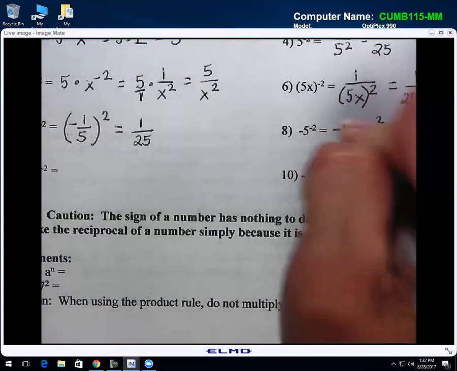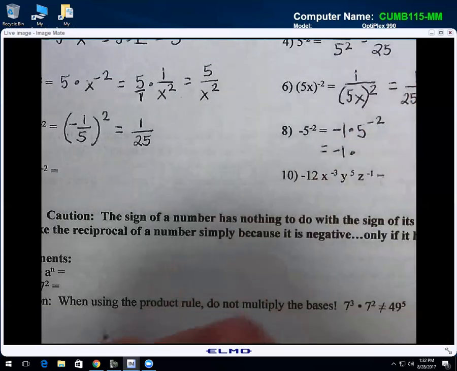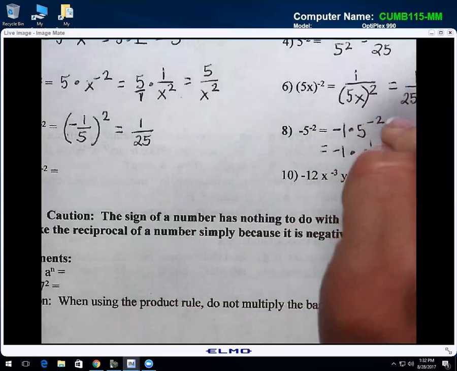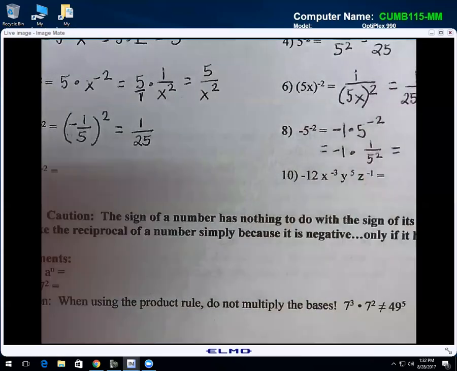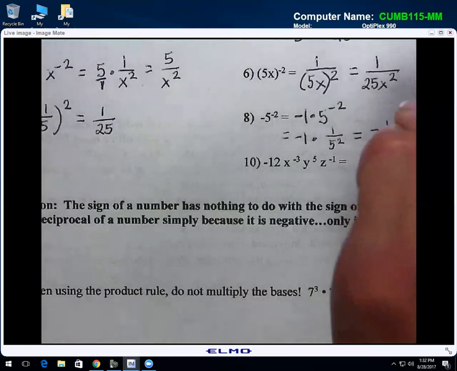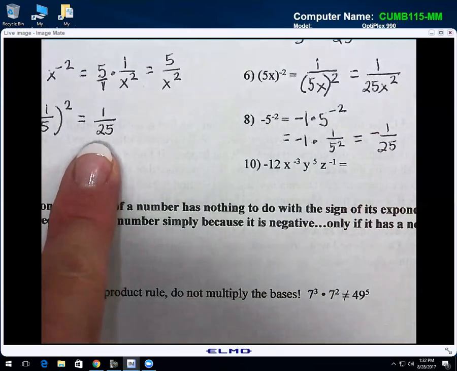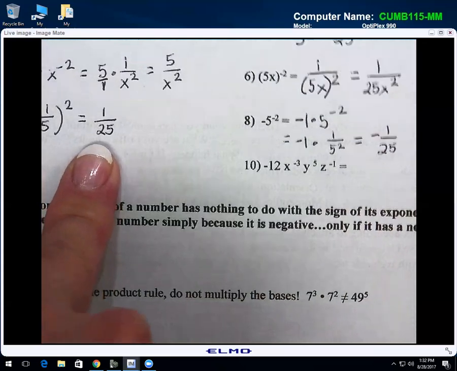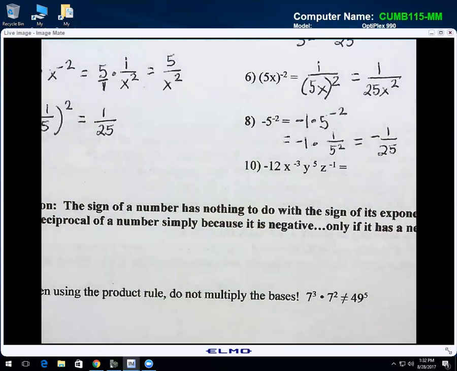Or -1 times, how could I write that 5 to the -2 with a positive exponent? 1 over 5 squared. Right? 1 over 5 squared. And then what does that turn out to be? -1 over 25. So number 7, the answer was +1 over 25 because the negative was part of the base. But number 8, the negative is not part of the base, so the answer is still negative.